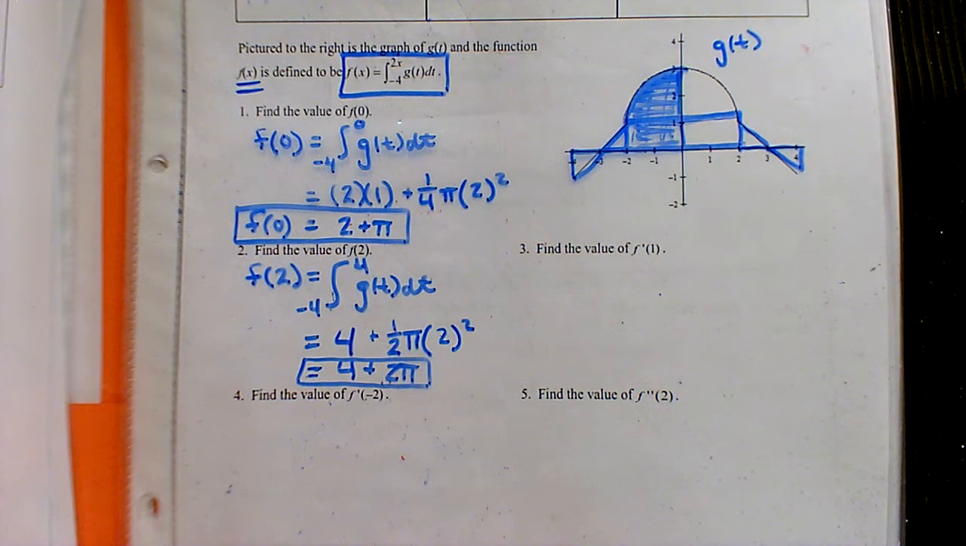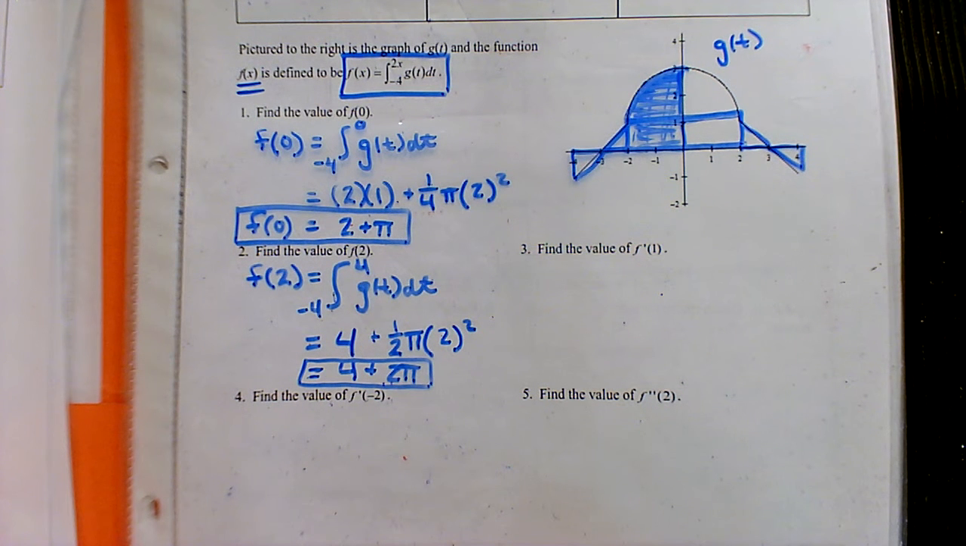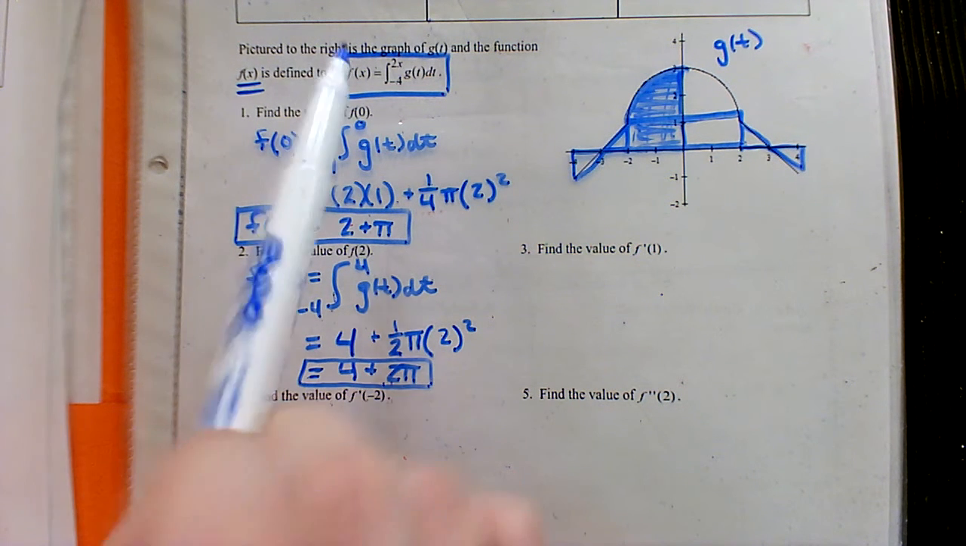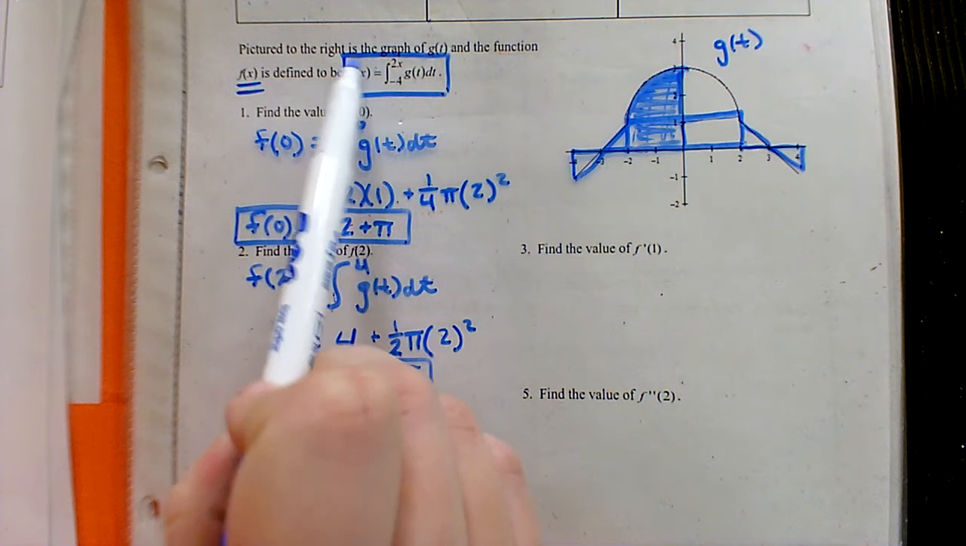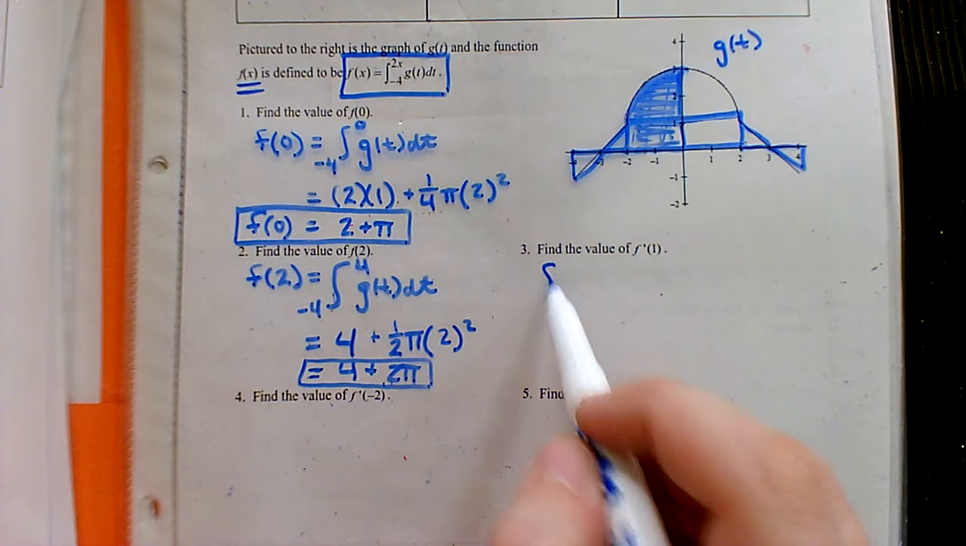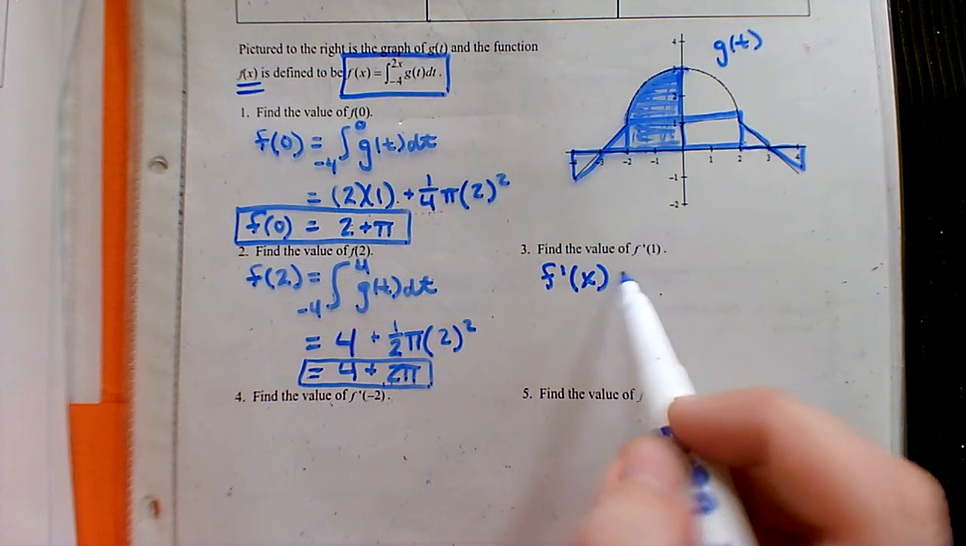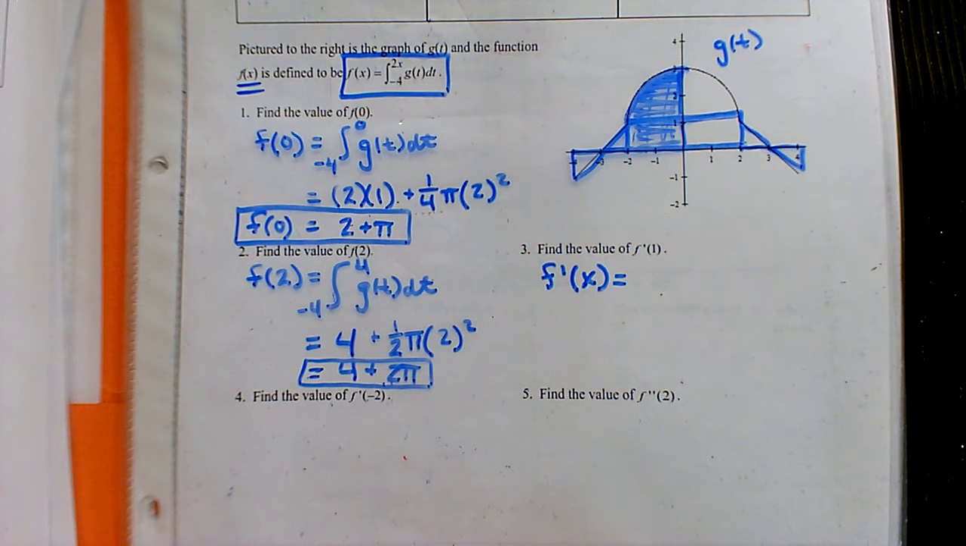All right, let's check out 3. So a little different for this one. Find f prime of 1. So this time they're asking us to take a derivative and then find a value. So if we take the derivative of the left-hand side of f, which we could denote as f prime, we also have to take the derivative of the right-hand side. What you do to one, you do to the other.